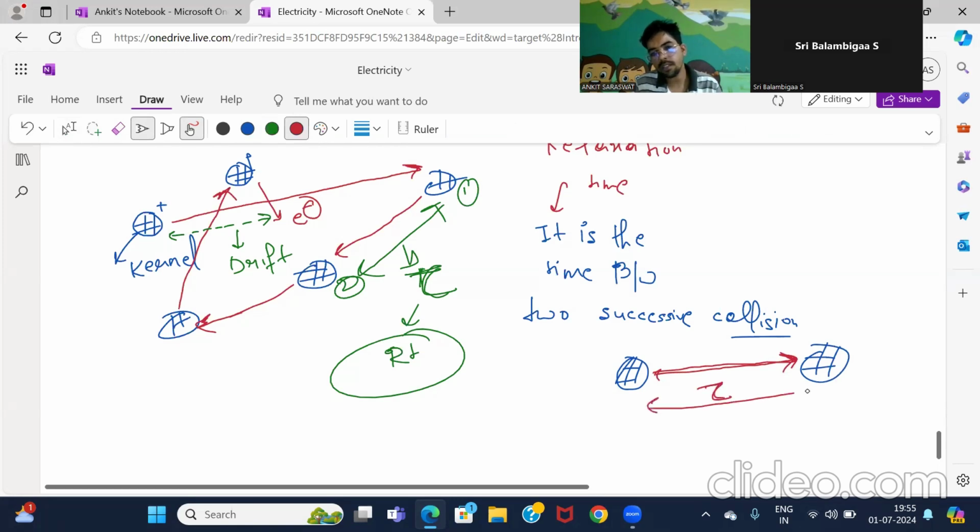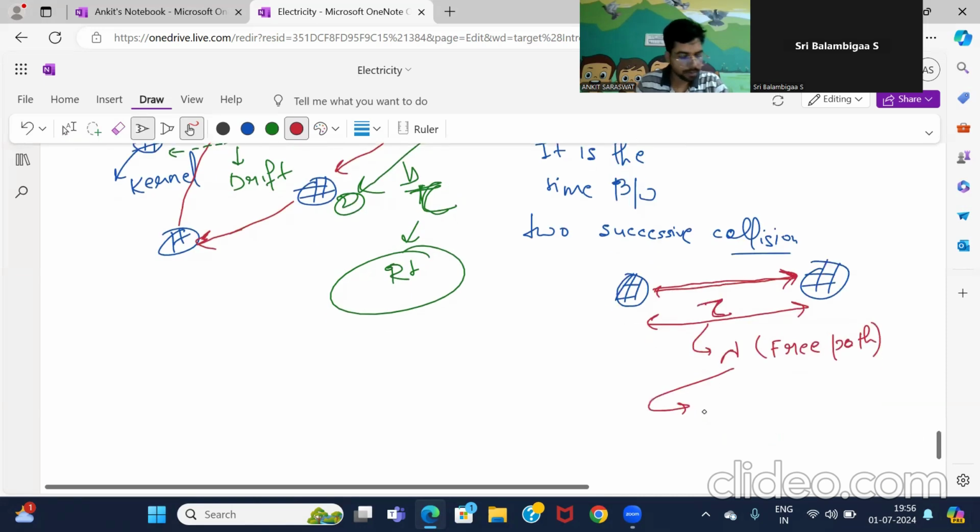And this distance between two successive collisions is known as free path, lambda. The distance between the two successive collisions is called free path. What is free path? You can write the definition also. What is that? Distance between two successive collisions. Okay.